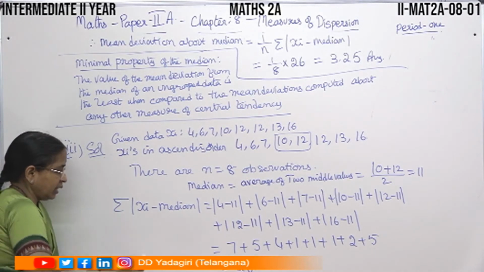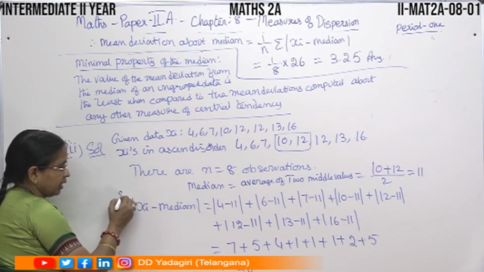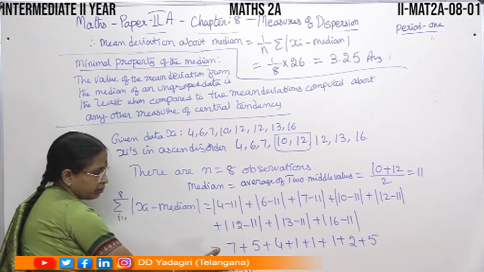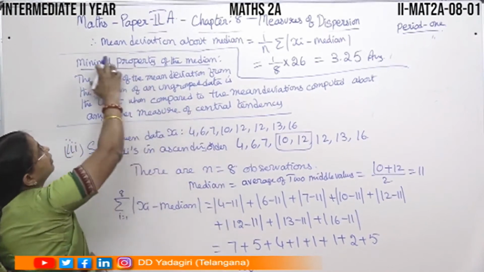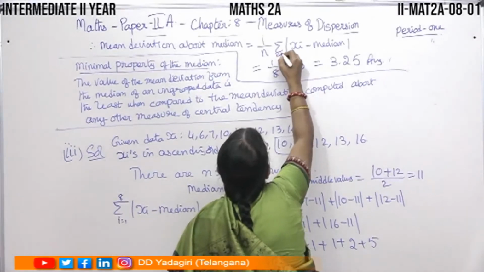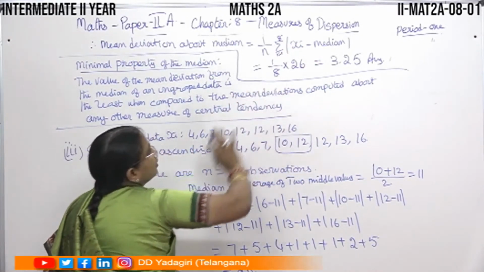Now like in the earlier problem, you find out sigma of mod of xi minus median, where sigma is over i, and i is from 1 to 8 values. Like in the earlier problem, you find out you got 26. So the mean deviation about median is 1 by n into sigma, i from 1 to 8. So write the formula, find out like this.